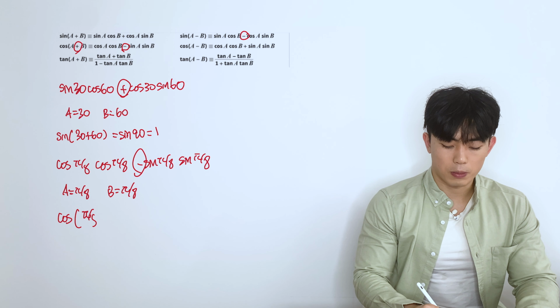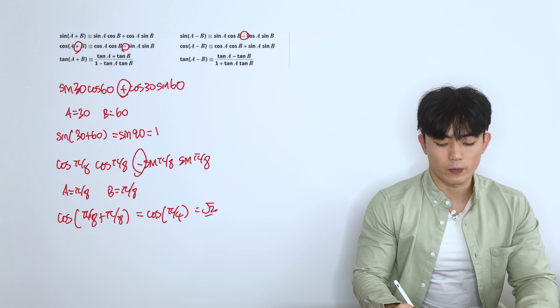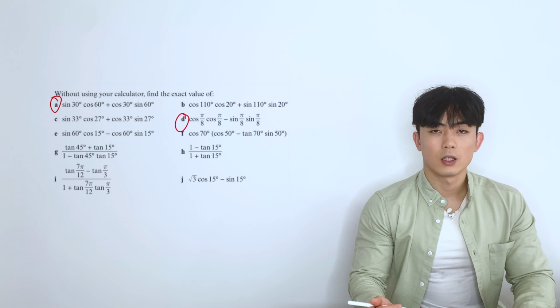So pi over 8 plus pi over 8, which is the same thing as cos pi over 4, which will give us root 2 over 2. Okay. Let's try one more.